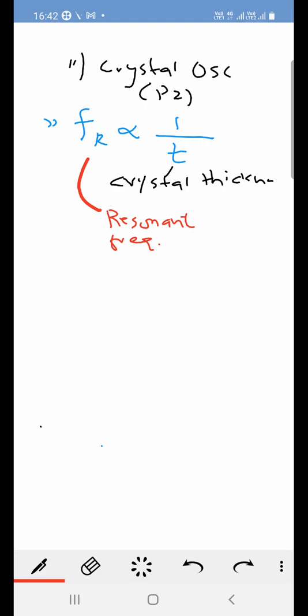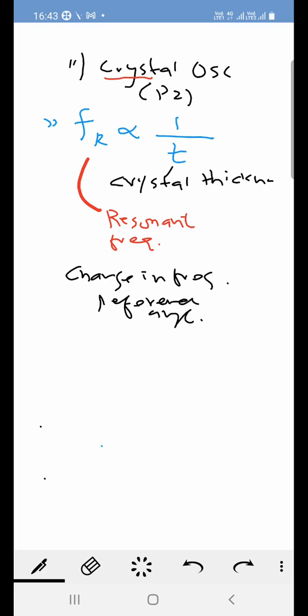Now, when this crystal is exposed to a vapor, the frequency changes, and this change in frequency will be compared to a reference, with which we can monitor the crystal thickness.